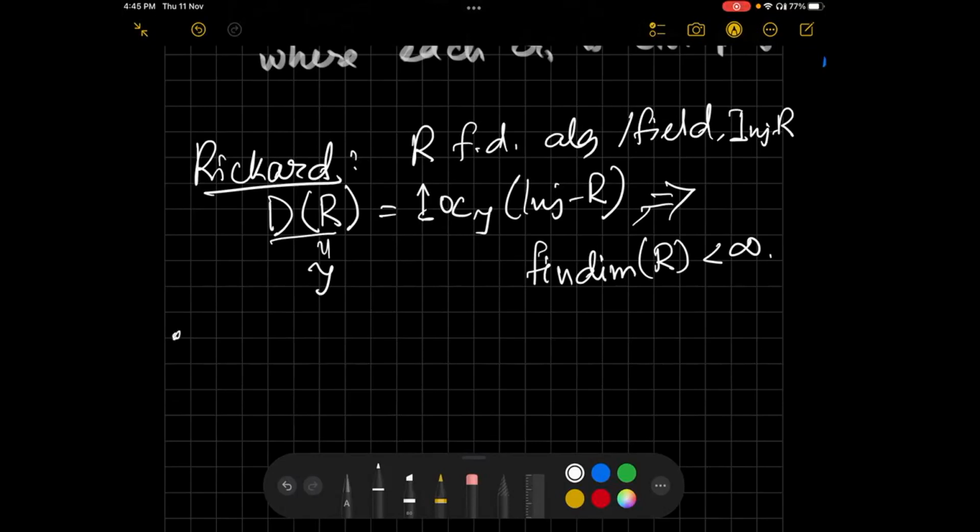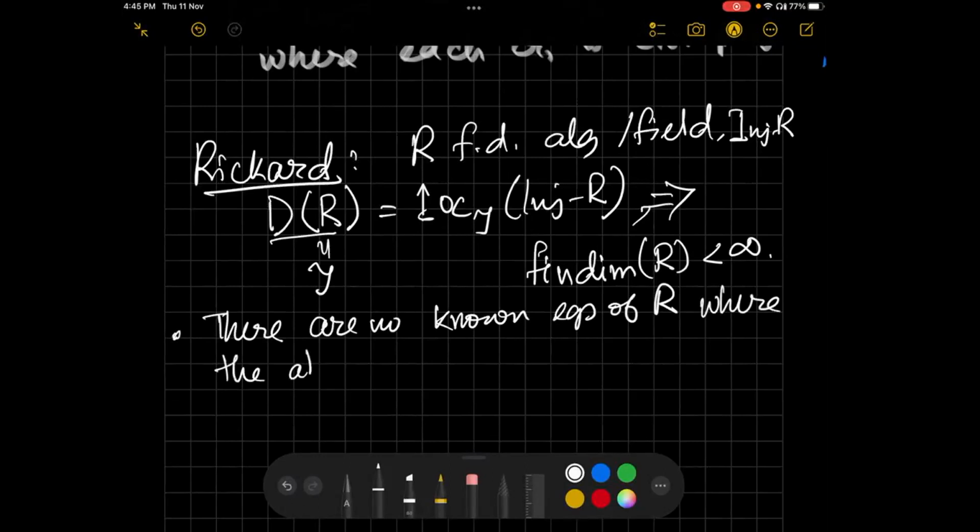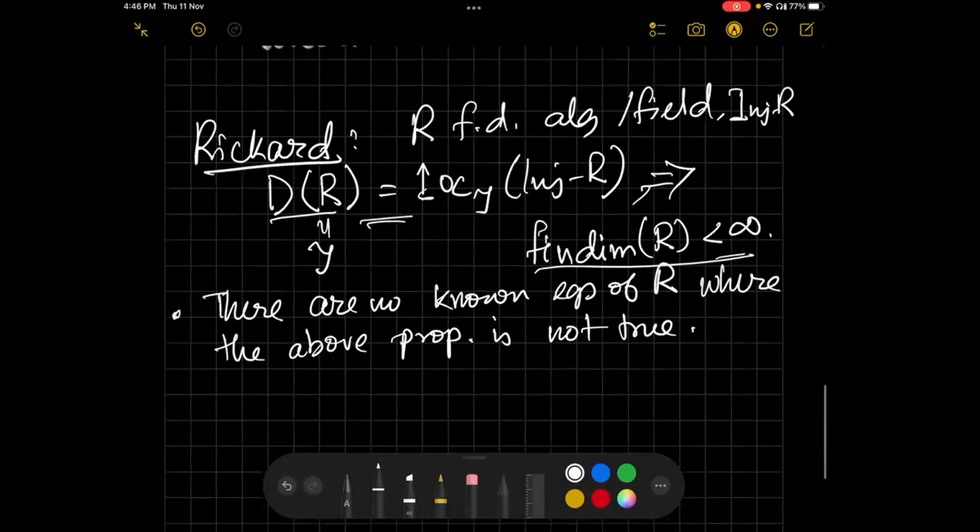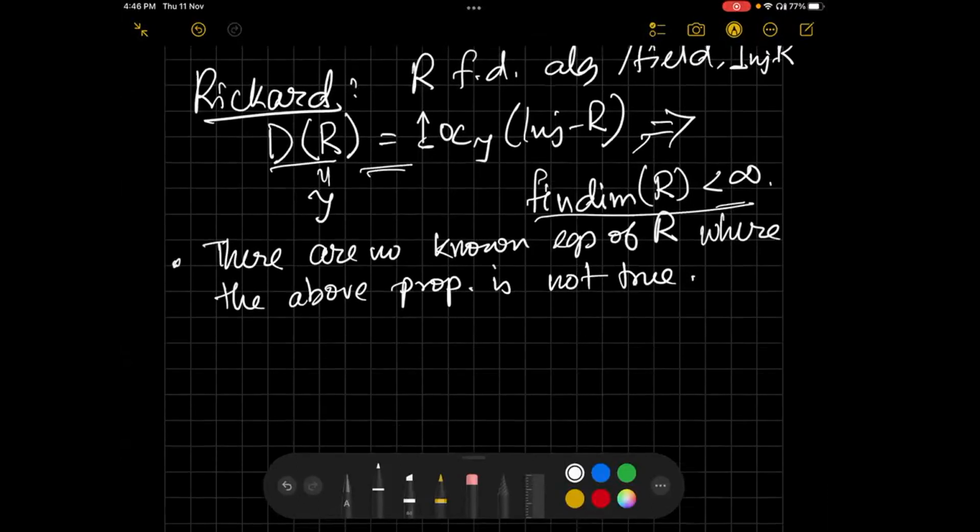And he also said that there are no known examples of R, and when I say R, I mean a finite dimensional algebra over a field, where the above property is not true. I mean, there are cases where the finitistic dimension conjecture, as in this condition, is true, but it is not known whether the previous condition is true. But there are no cases known where the first condition is not true.